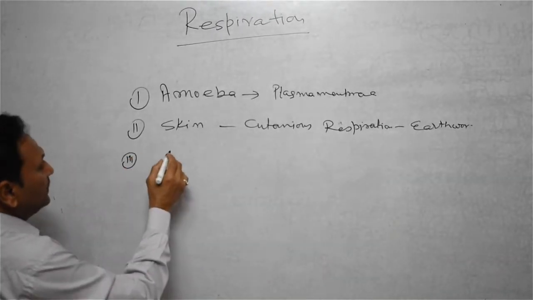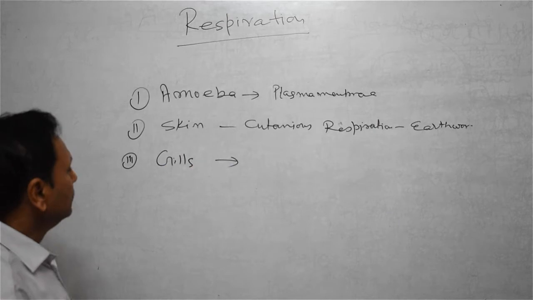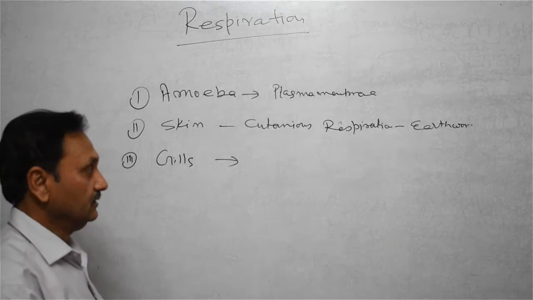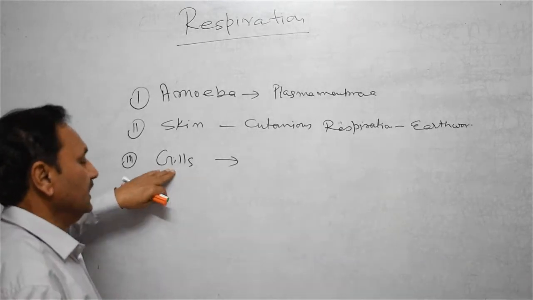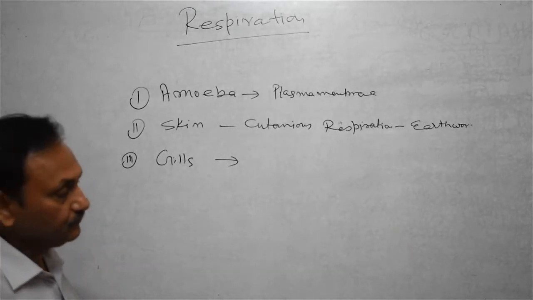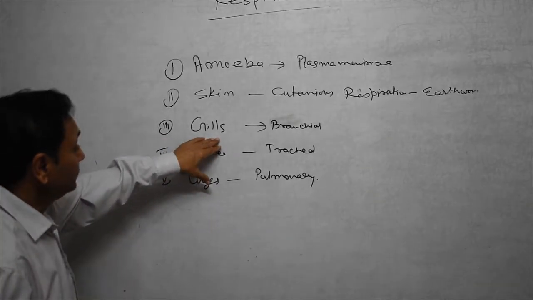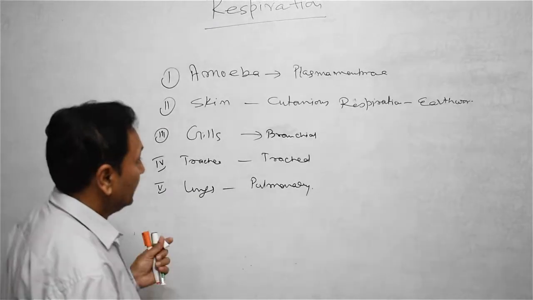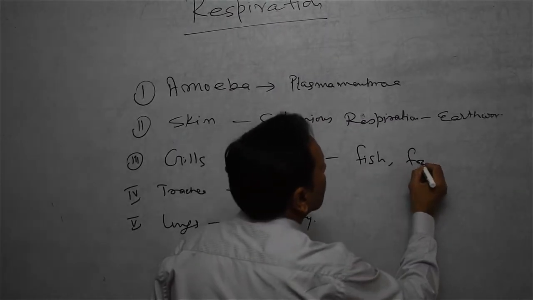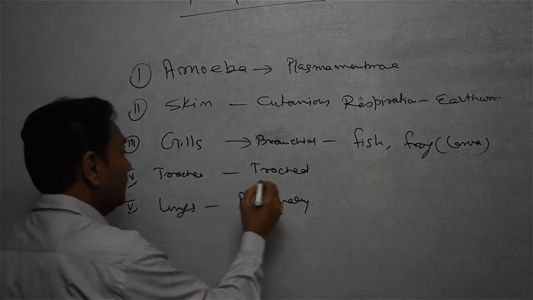Thirdly, there is respiration through gills. It has been observed that the dissolved oxygen in water is taken in by the individual through gills, and carbon dioxide is also released from the body through the gills. This respiration through gills is called branchial respiration, and it mainly takes place in fish, frog larvae and many others.